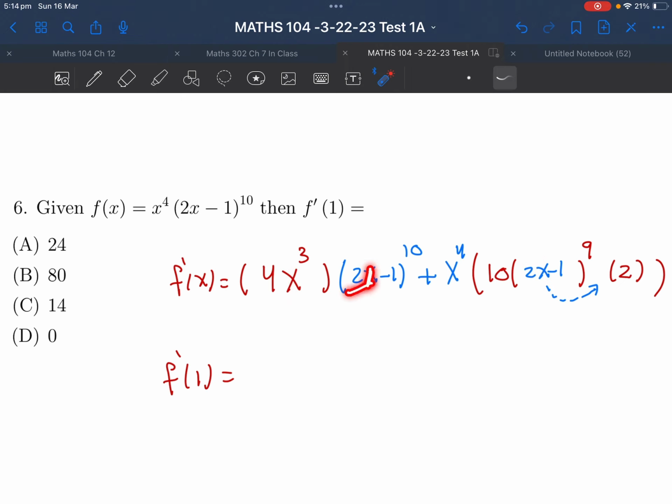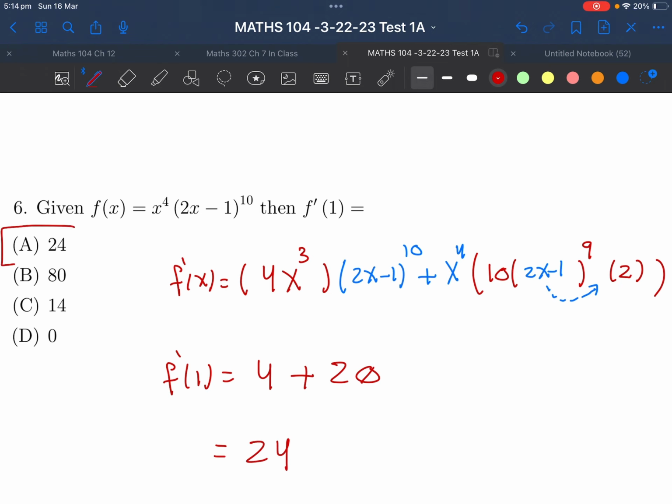If we substitute 1, this would be 1. So we'll get 4 here. Plus, if we substitute 1, this will be just 20. So the final answer is 24, which corresponds to the answer in part A.